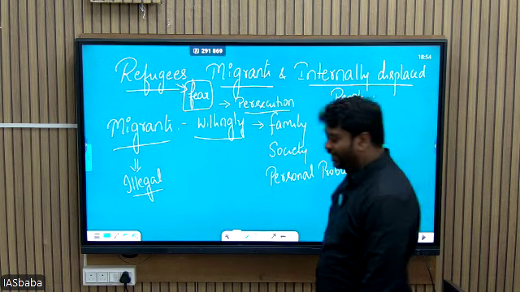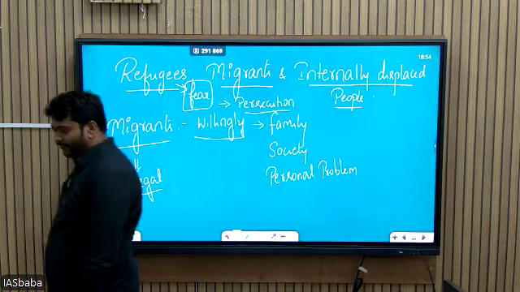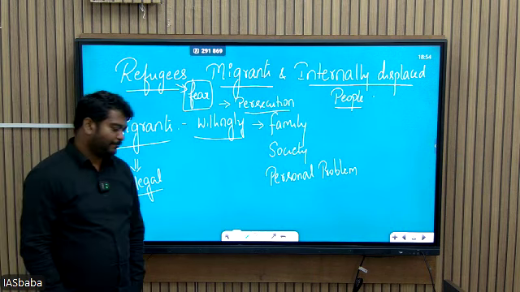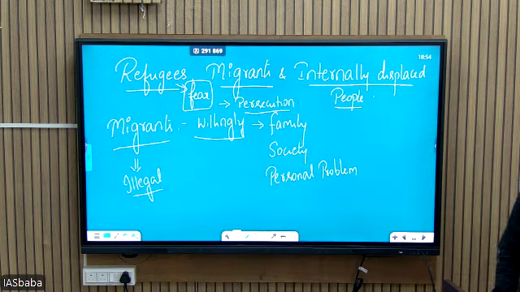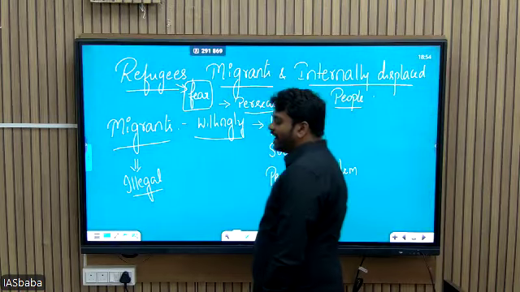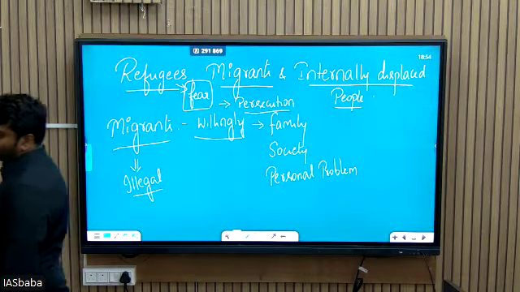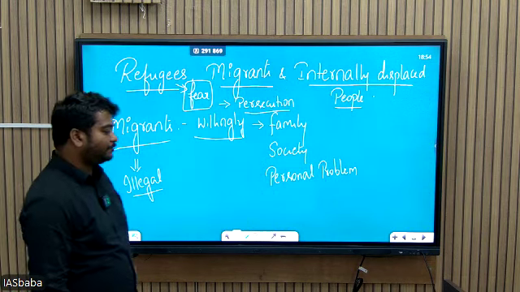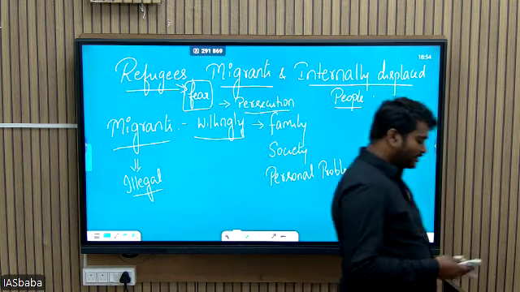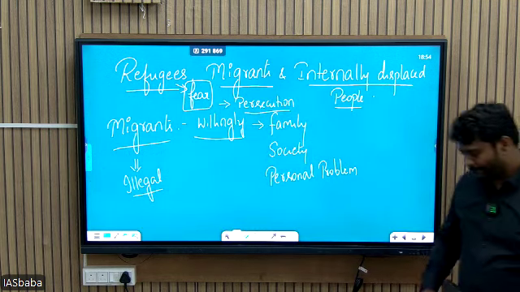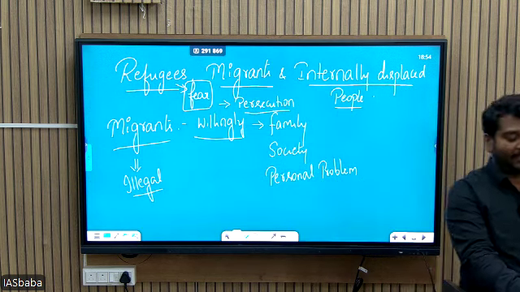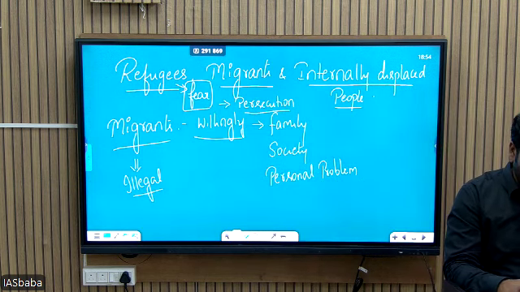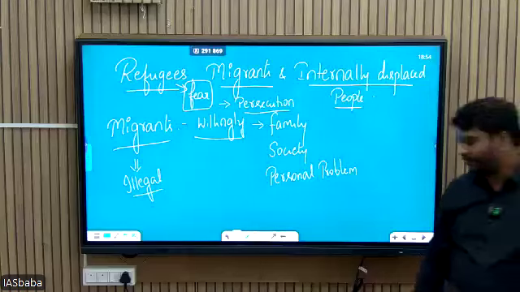Even though India allows refugees to enter into India, comma, India has not signed the agreement because it will be an economic burden for India. Economic burden for India. Next paragraph.